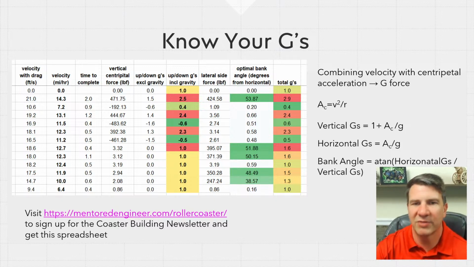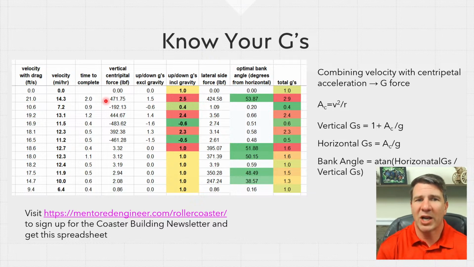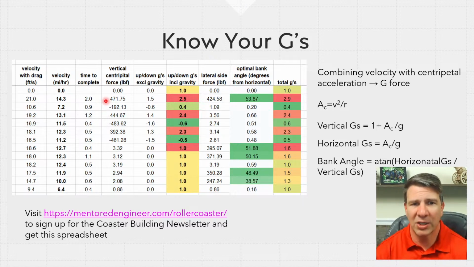On the other side of this, just a continuation of what you saw, I calculate things like the velocity with the drag, speed in miles per hour. My theoretical max speed here was 14.3 miles per hour. It takes 2 seconds to get from the top of the lift hill to the bottom of the other hill. And then I can start calculating my centripetal force. So this is how much I'm going to be pushing into my coaster cart.